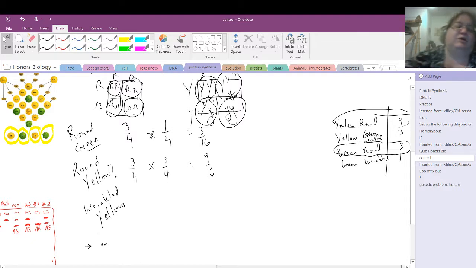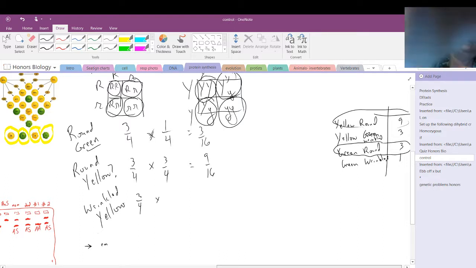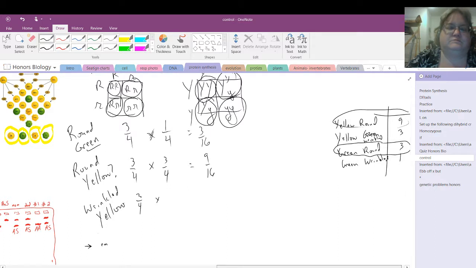And if you did so, you should know that getting a round yellow would be 3/4. Getting a wrinkled, sorry, it would be 1/4, because the wrinkled is little r, little r. So here we are back to our 3 out of 16. So that was our other three right here.